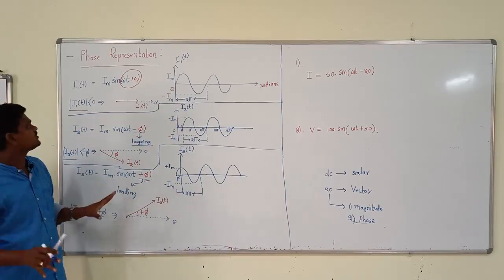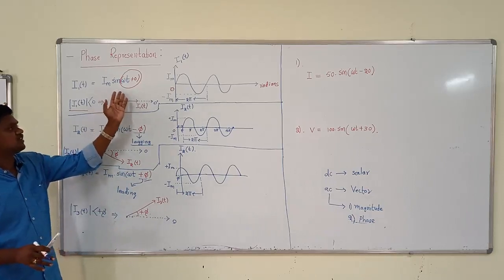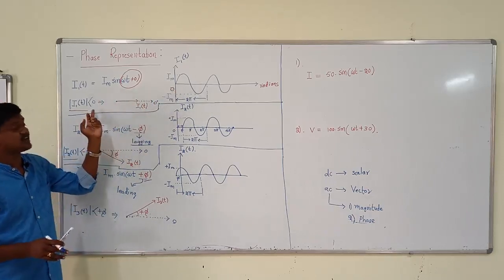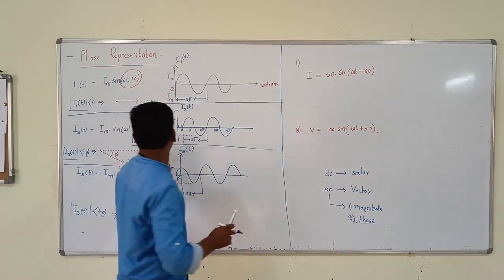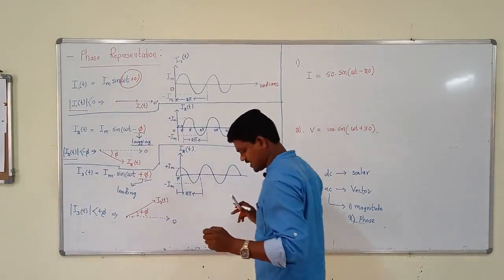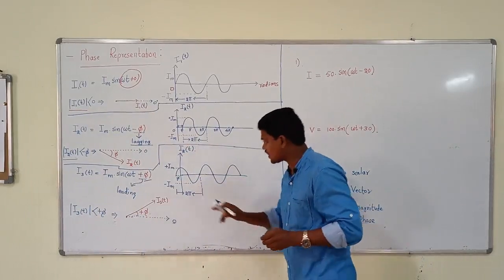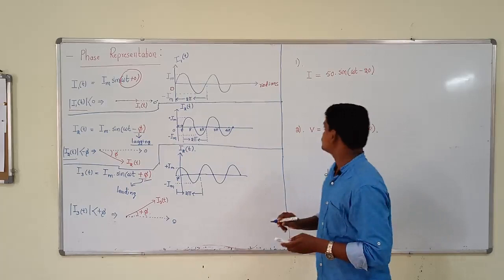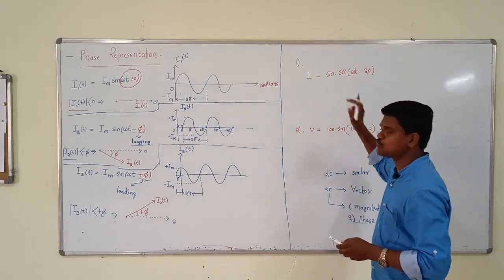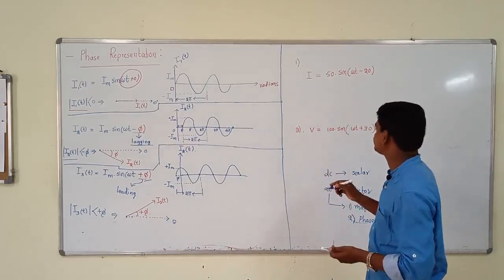You have to understand the phase representation first: the equation, the diagram and the vector representation. Okay, I think all of you understand. Which starts late is known as lagging, and which starts forward is known as leading. Right. Now we will see two problems, then it will be easy.